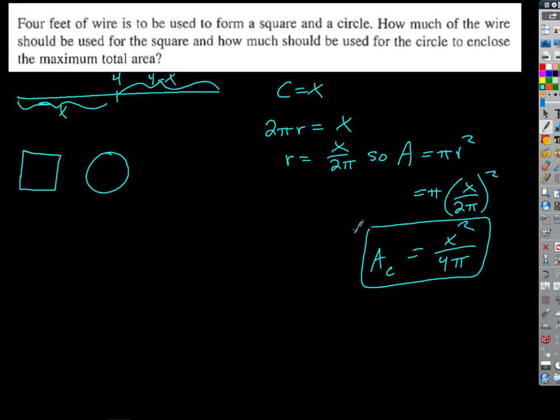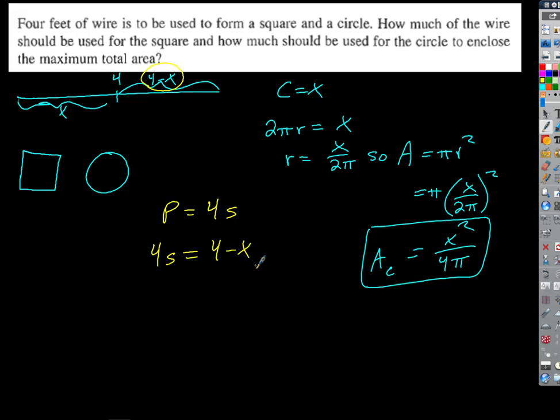What about the area of the square? Let's focus on the square. So the square has a perimeter of 4x. What's the perimeter of a square equal to? Four times side length S, yes. Okay, so then that means that 4 times the side length has to equal 4 minus x, right?